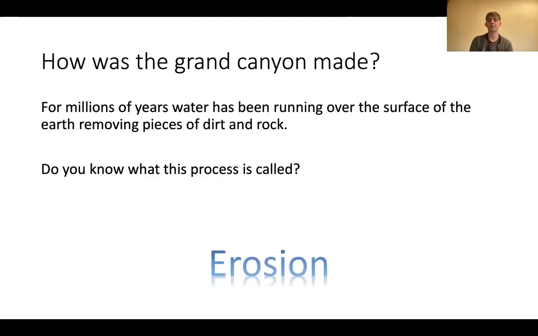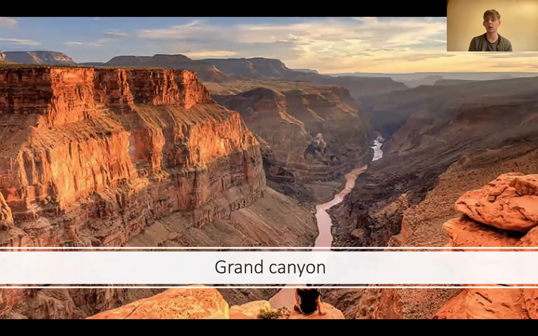So how was the Grand Canyon made? If you remember from our water cycle lesson, and our lessons about rivers, we learnt about erosion, which is the process of water running across the surface of the earth and gradually wearing down and destroying pieces of rock and dirt underneath it. So for millions of years, water along the river Colorado was running over this surface and it was removing pieces of dirt and rock gradually over millions and millions of years, which is how we got to this sort of picture.